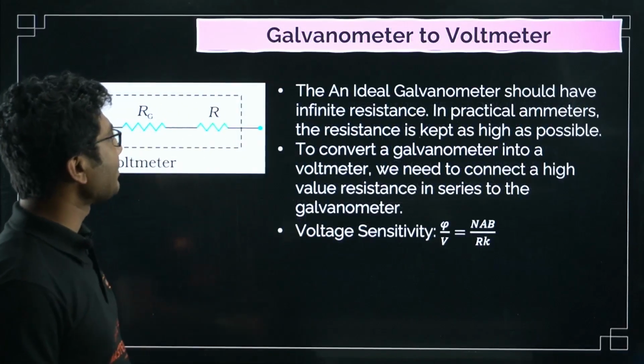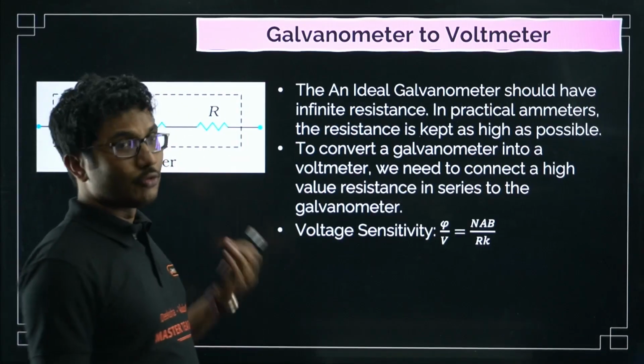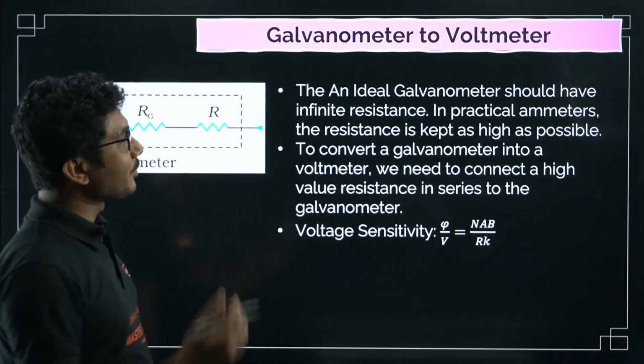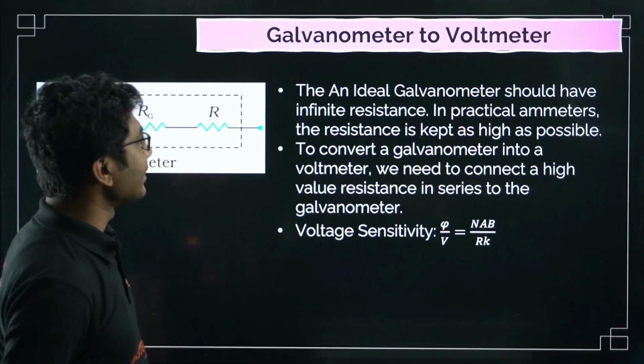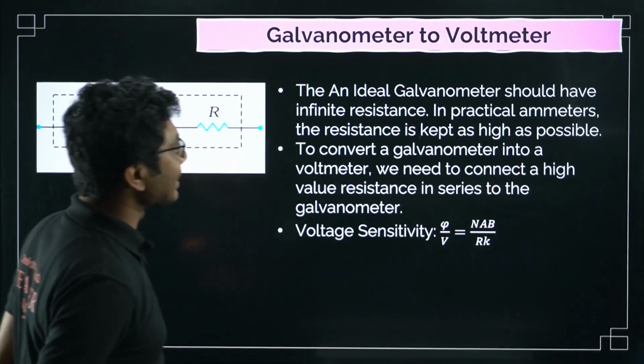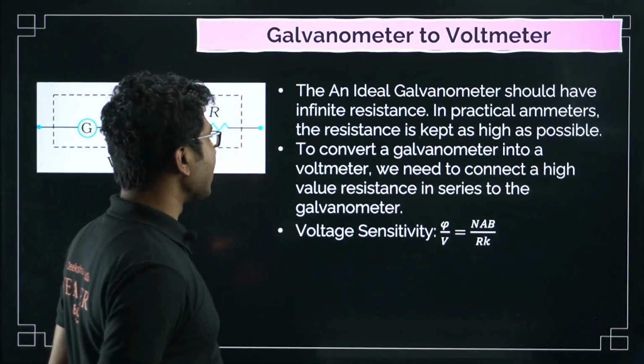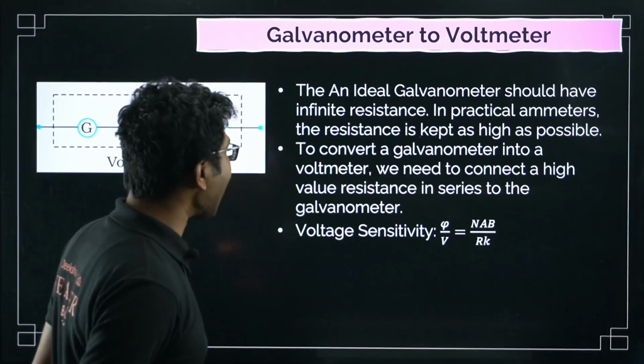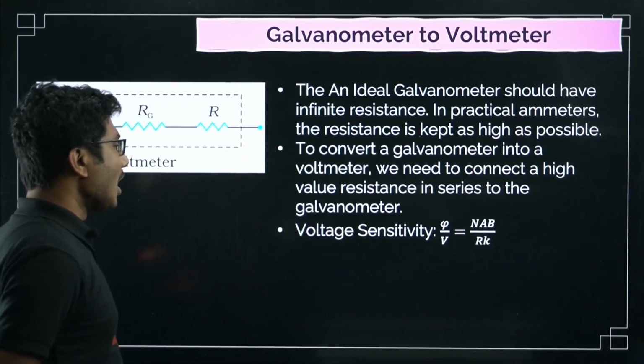Now let's look into the next part, galvanometer into voltmeter. An ideal galvanometer should have infinite resistance. In practical ammeters, the resistance is kept as high as possible. To convert a galvanometer into a voltmeter, we need to connect a high value resistance in series to the galvanometer.